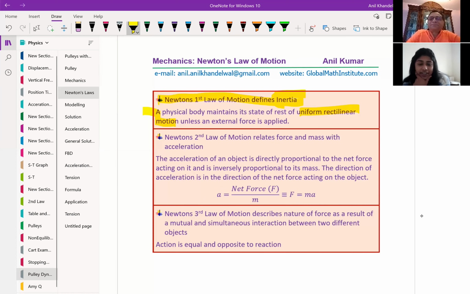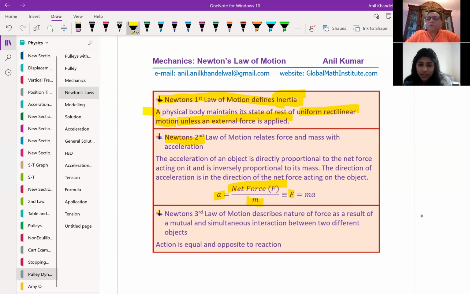Unless an external force is applied. Newton's second law of motion relates force and mass with acceleration. So the acceleration of an object is directly proportional to the net force acting on it and is inversely proportional to its mass. The direction of acceleration is in the direction of the net force acting on the object. Perfect.